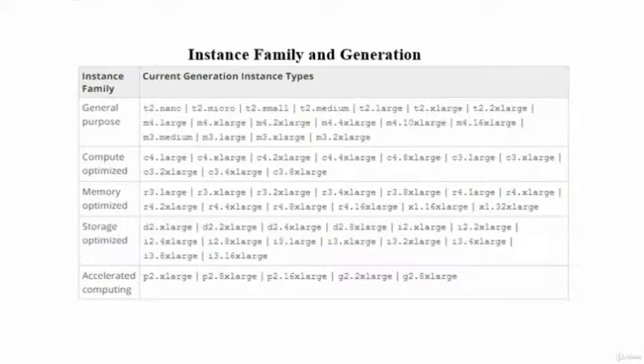Apart from that, there are generations. Whenever they make modifications to the instances in those family types, it comes as a new generation. If you see the first one, T2.nano, what does T mean? T is the family type, 2 is the generation number, and nano is the size.